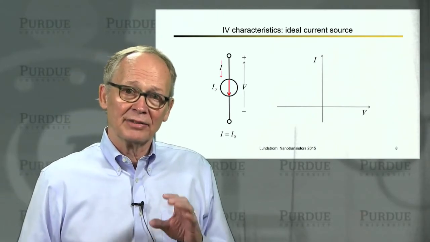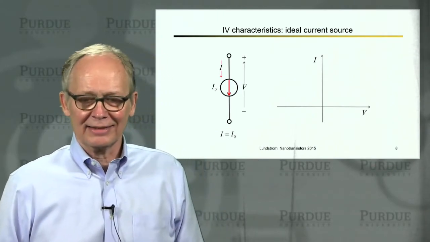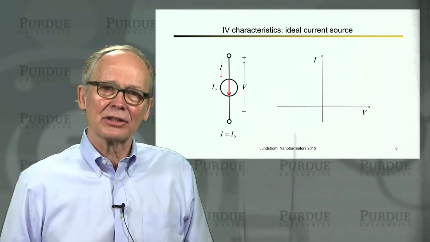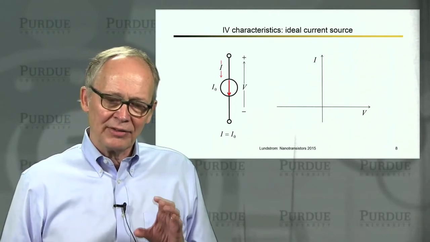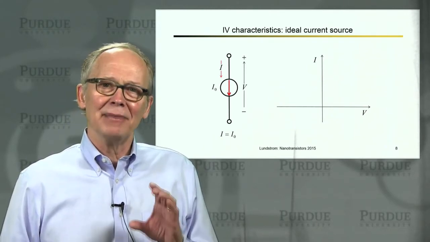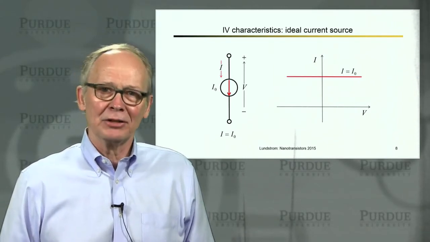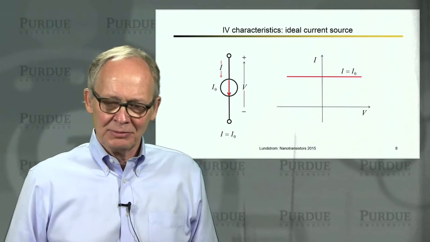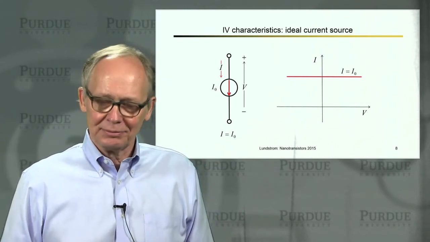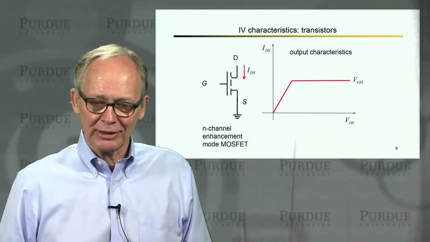Now, there's another device that electrical engineers like to define. We'll call it an ideal current source. The property of an ideal current source is it doesn't matter what voltage we put across its terminals. We always get the same current independent of the voltage. So that we would call a mathematically ideal current source.